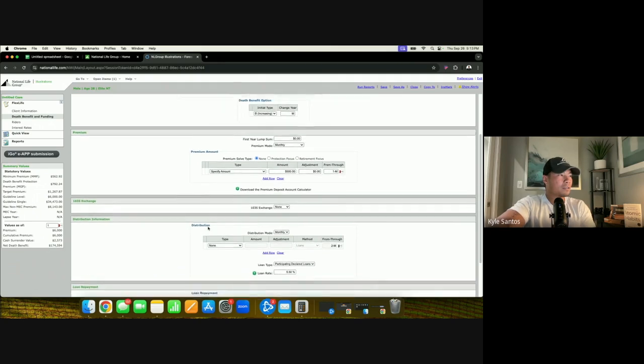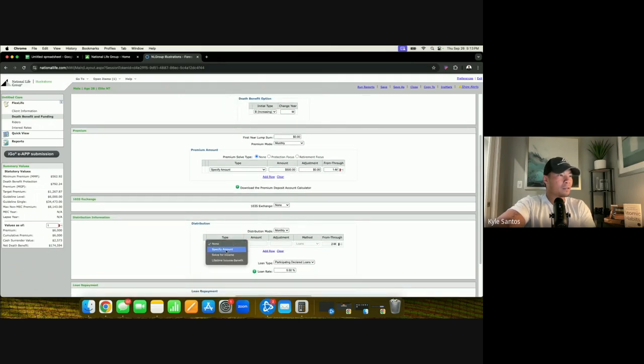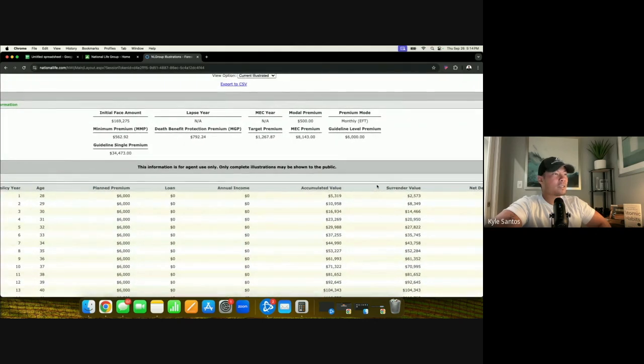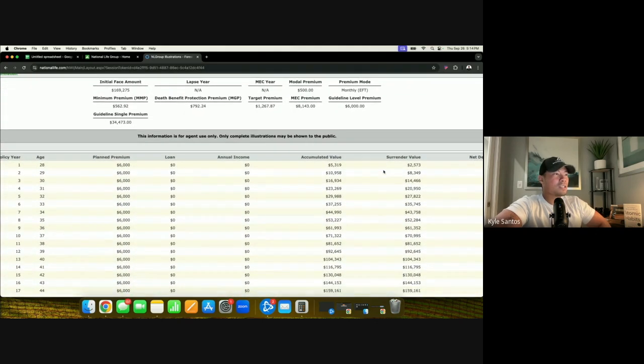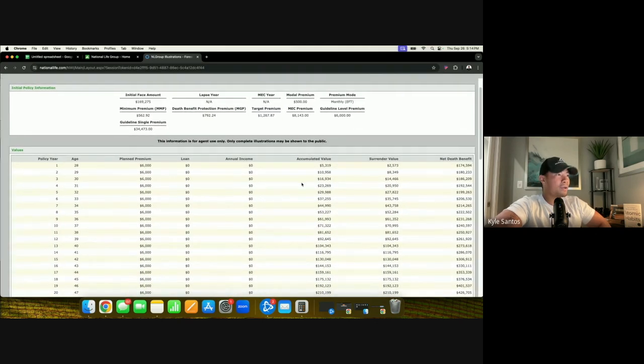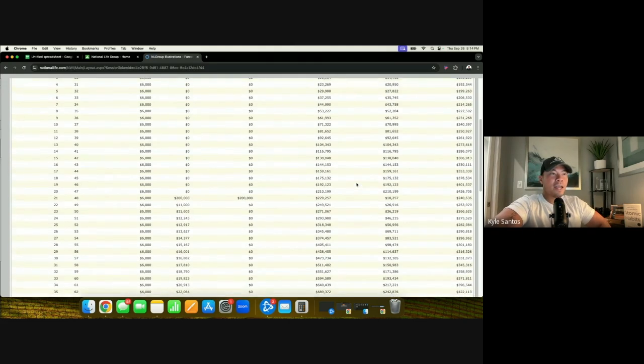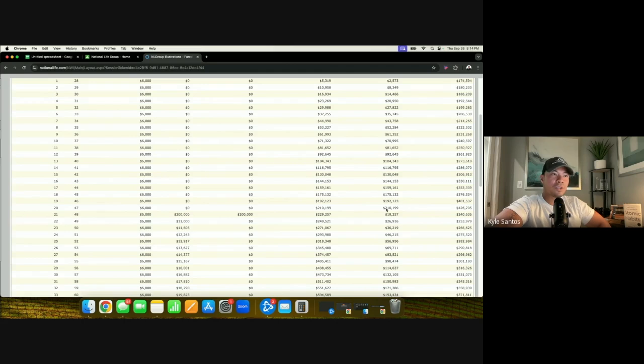So what we're going to do, you guys don't need to learn all this stuff, but this is more so on the broker side. If your agent knows what they're doing, they would be able to do this very, very easily. Okay. So as you can see, we have more columns now. And remember, year 20, you have $210,000 in your cash accumulation and you have access to 210.